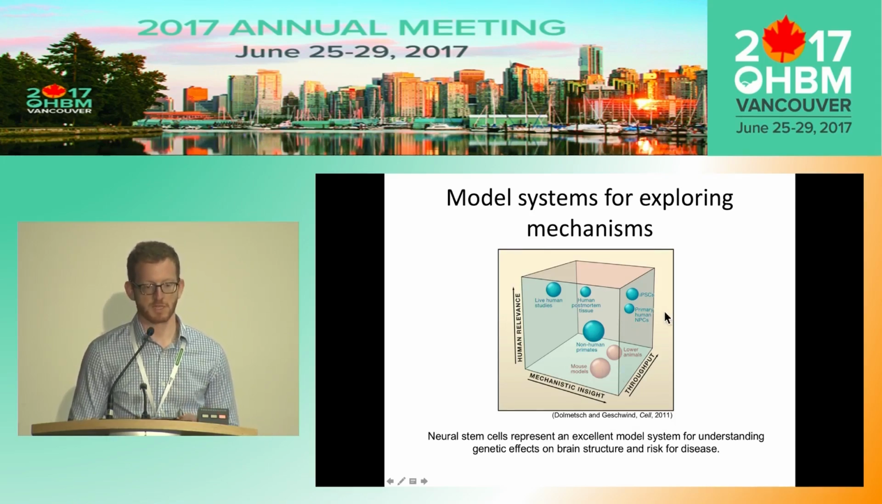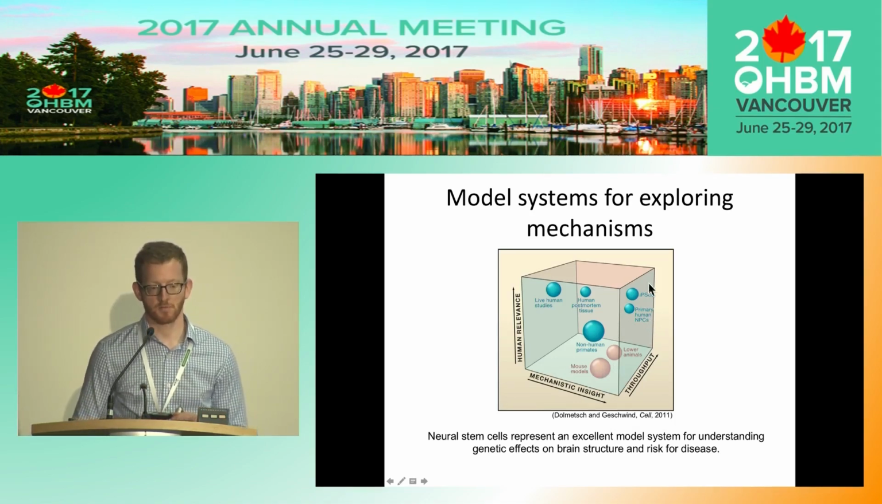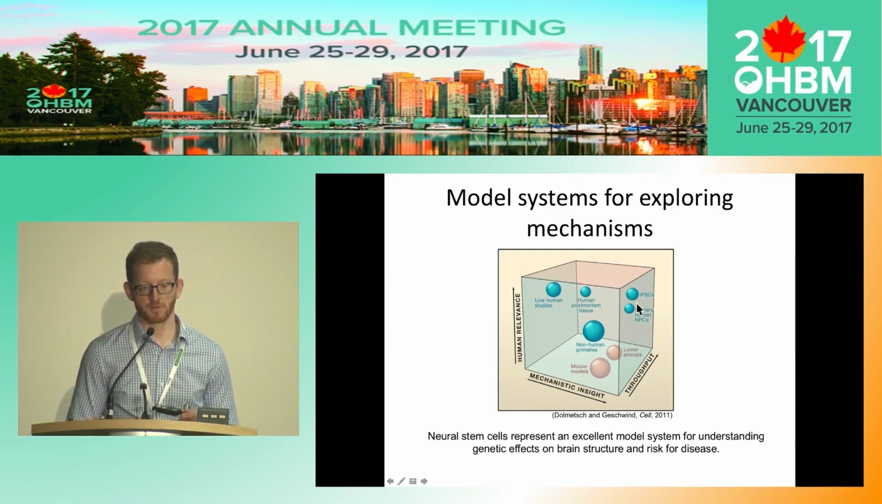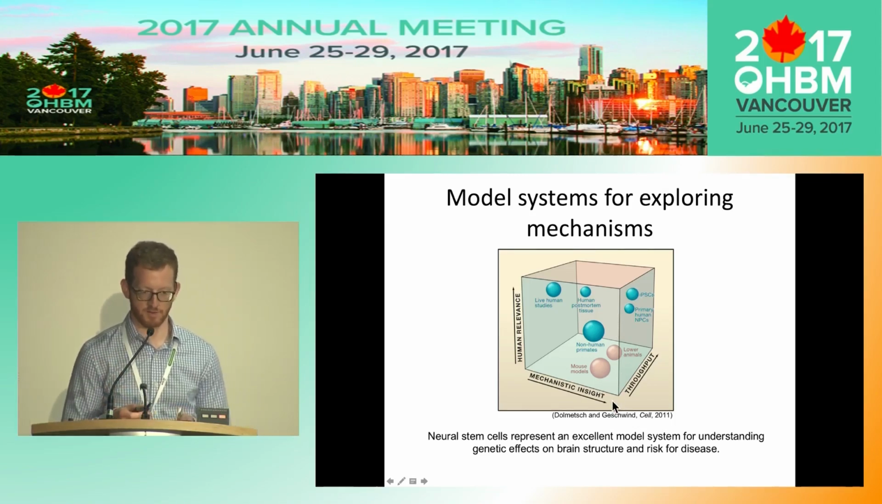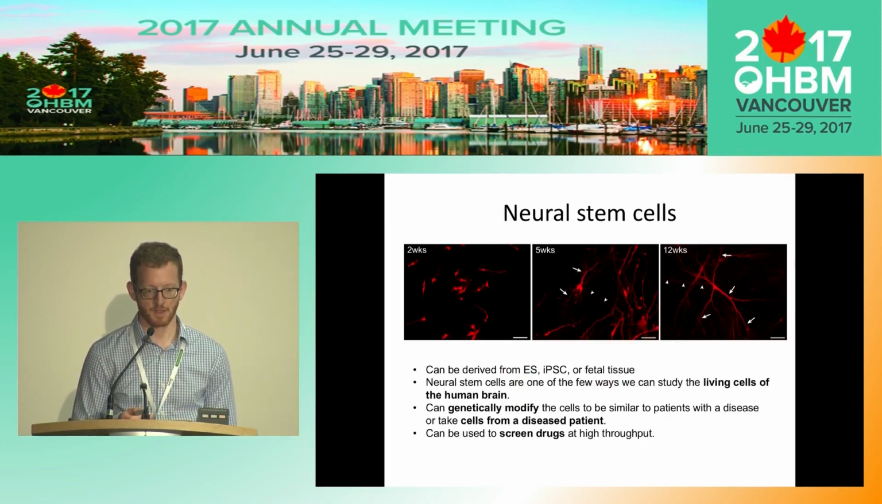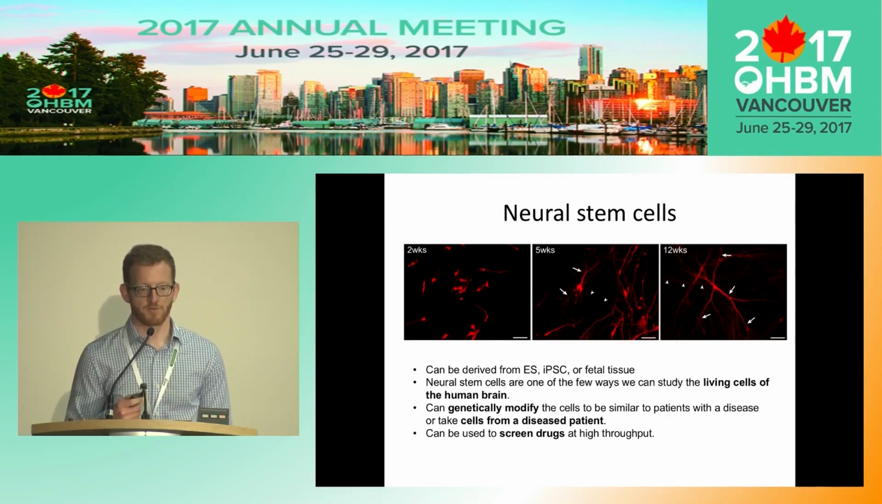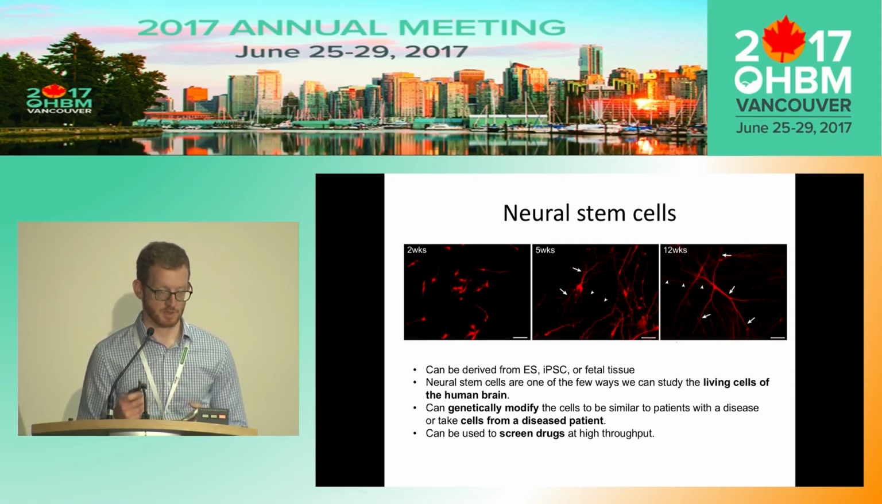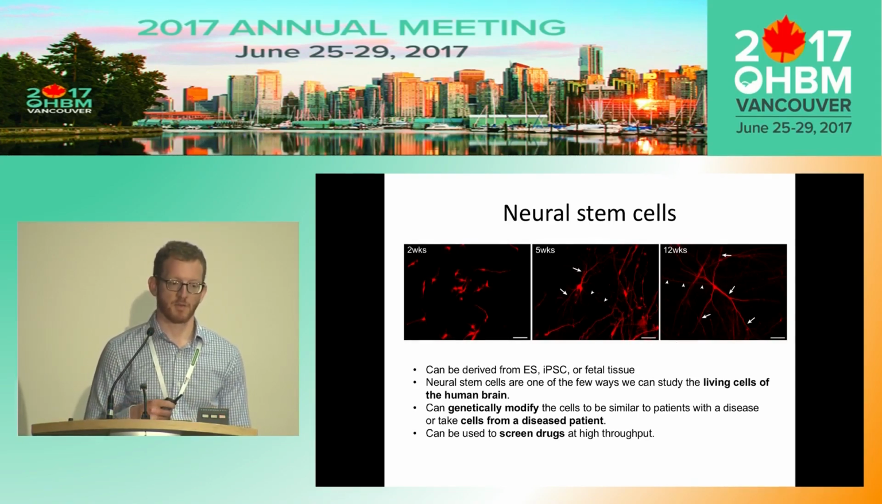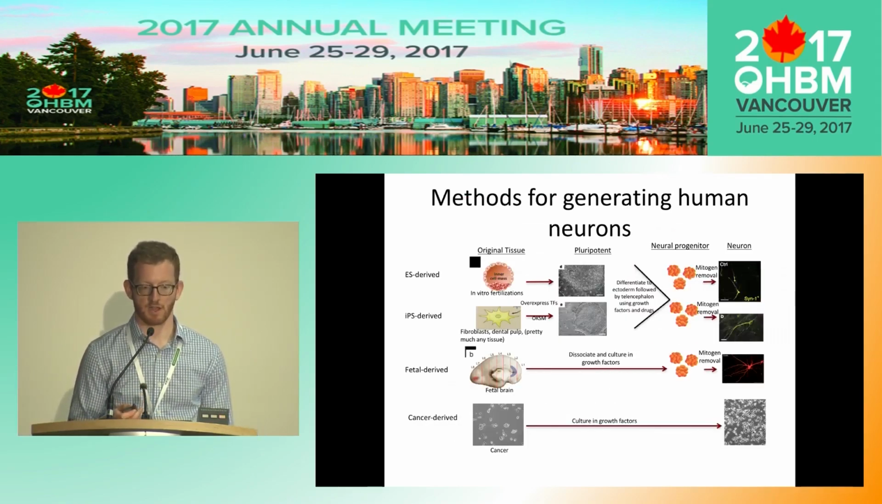There are also induced pluripotent stem cells and primary human neural progenitor cells derived from fetal tissue. These are pretty high on all three axes. They're probably a little bit lower throughput than this sort of older review lets on, but they're highly human relevant and they have high mechanistic insight. We can modify their genetics and do experiments on them. Neural stem cells can be derived from embryonic stem cells, induced pluripotent stem cells, or fetal tissue. They're one of the few ways that we can study the living cells of the human brain. We can genetically modify them to be similar to patients with a disease or take cells from a diseased patient, and they can theoretically be used to screen drugs at high throughput.